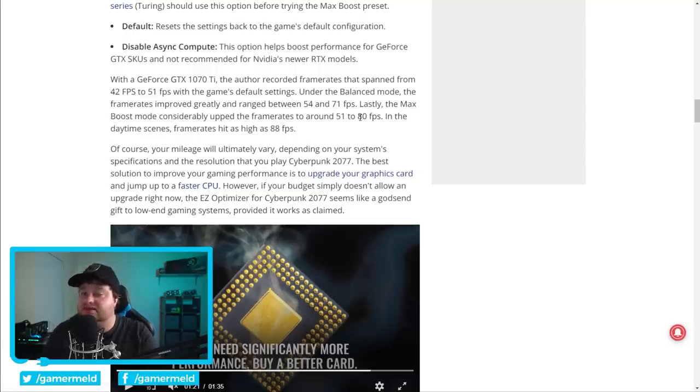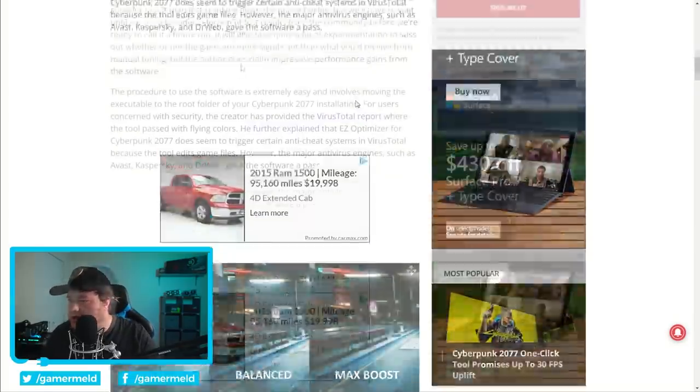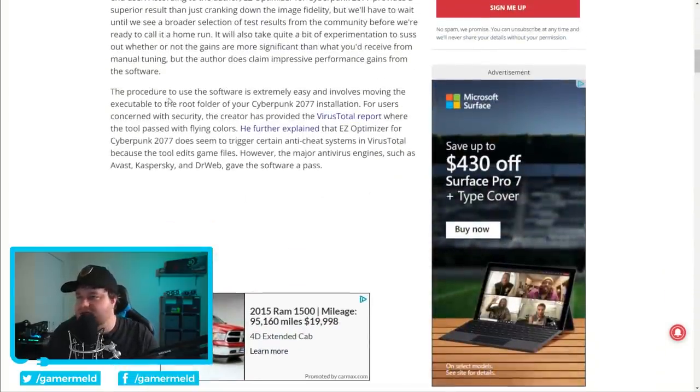Although at the same time, as always, with any kind of unofficial anything, I can't guarantee it won't mess up the game or anything like that. From what I read, you basically have to move the executable to a root folder in your Cyberpunk 2077 installation. Still, I can't guarantee this isn't going to cause any kind of issues, but at the same time, if you can't play it anyway, this is probably not a bad option.